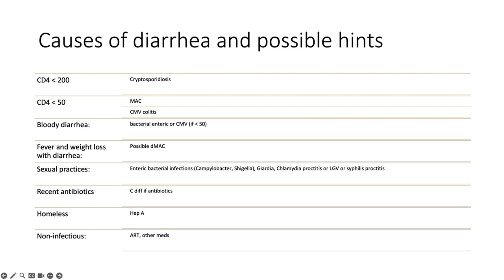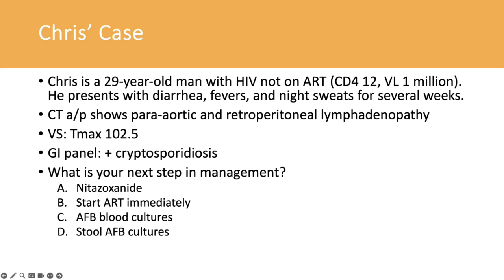Sexual practices: men who have sex with men are at higher risk for STIs as well as Giardia and other bacterial infections. And then the rest of them, antibiotics, homeless, non-infectious, sort of relate to everyone. So you guys would probably pick up on those clues.